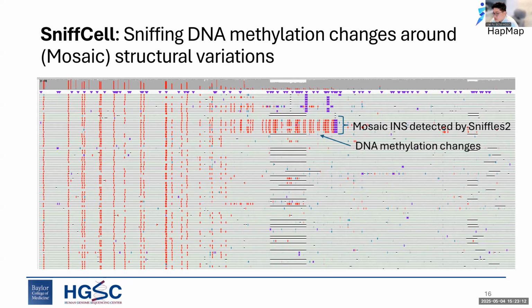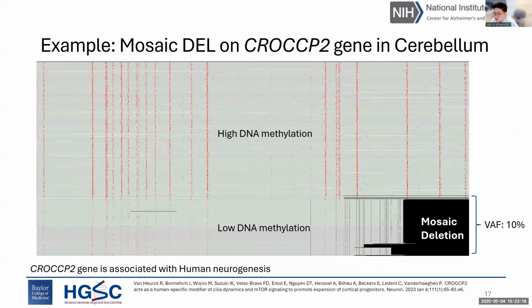However, the human mix is just a cell line, which we know has methylation different from tissues. Then we wanted to see if we can find a mosaic SV in real tissue that is associated with DNA methylation changes. We have located several examples, where one is located on a gene related to neurogenesis. SniffCell identified a mosaic deletion with 10% allele frequency in the cerebellum tissue, and the supporting reads of this mosaic deletion show universally low DNA methylation compared to the ones that have high DNA methylation. We have seen the effectiveness of our program in tissue samples.